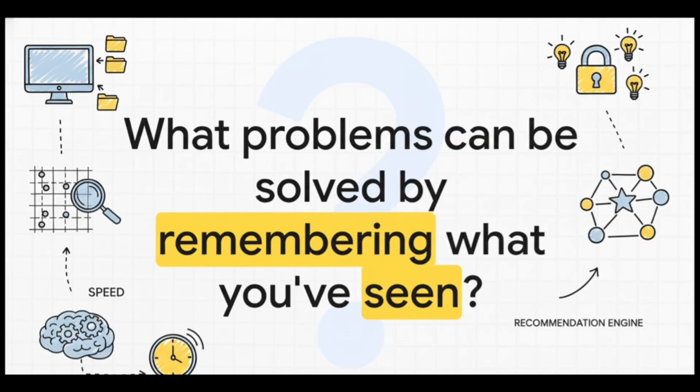And that really leaves us with a final thought, doesn't it? This whole pattern of remembering what you've already seen to make things faster shows up absolutely everywhere, from finding duplicate files on your computer to how recommendation engines work. So what other real-world problems can you think of that could be solved way faster just by having a perfect memory?